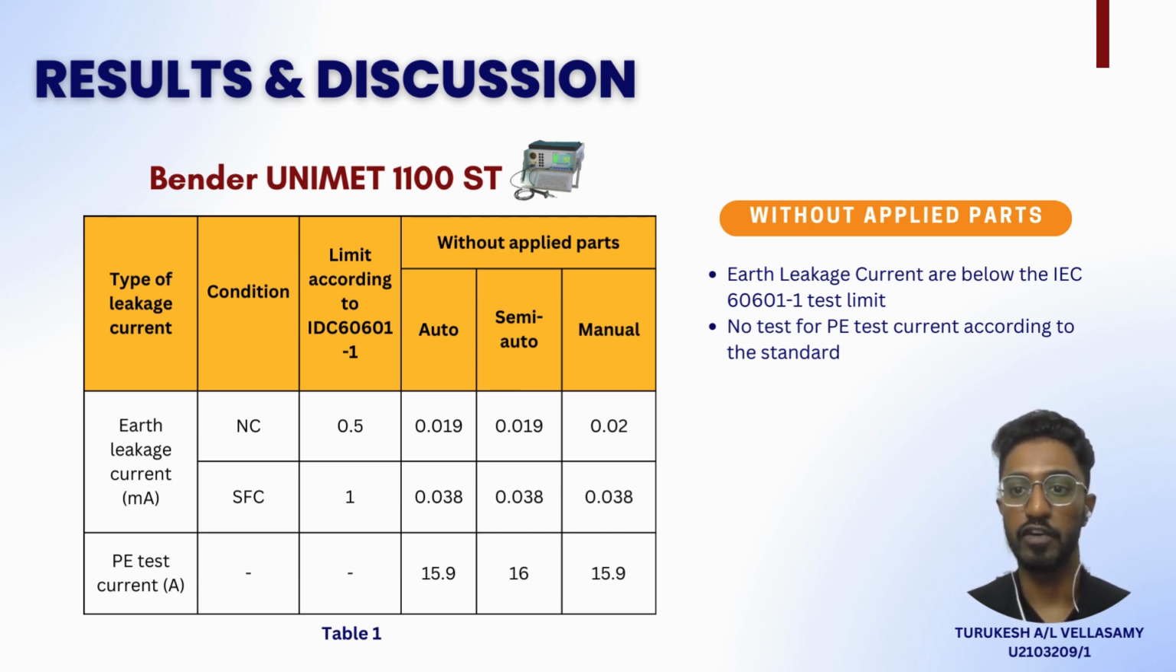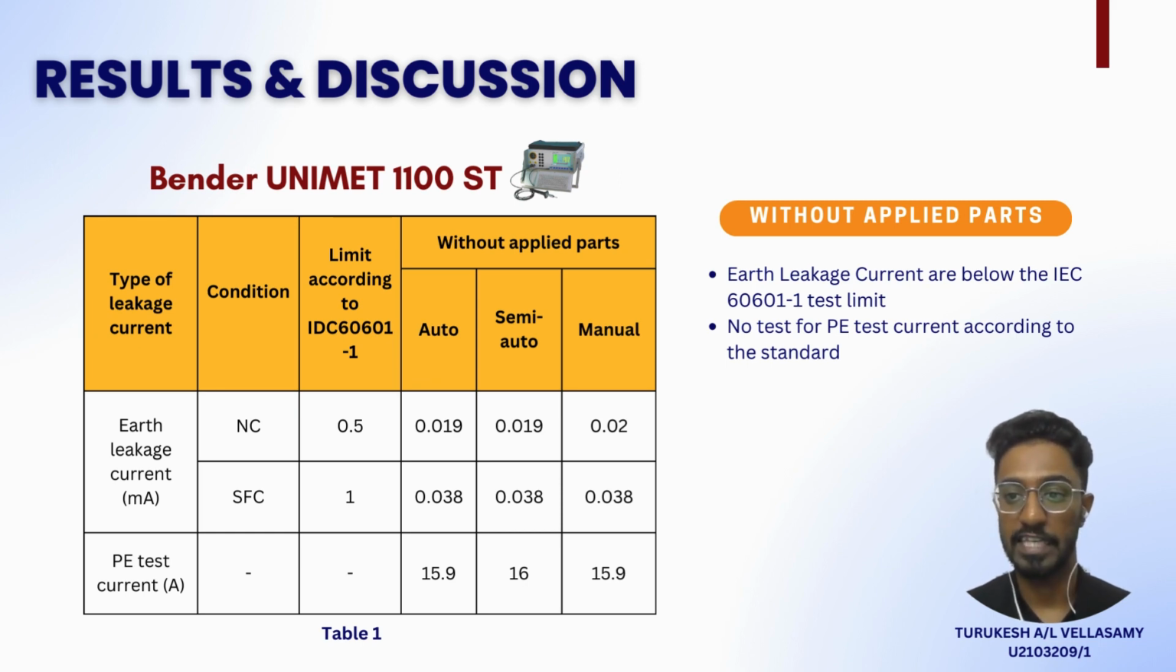The single fault condition for earth leakage current is open neutral, while the single fault condition for enclosure leakage current, patient leakage current, and patient auxiliary current are open. Besides, for electrical safety using Bender, 4 different modes of testing are used, which are automatic, semi-automatic, manual, and single test. From table 1 of the result, we note that every value of leakage currents is measured using Bender in 3 different modes without applied parts.